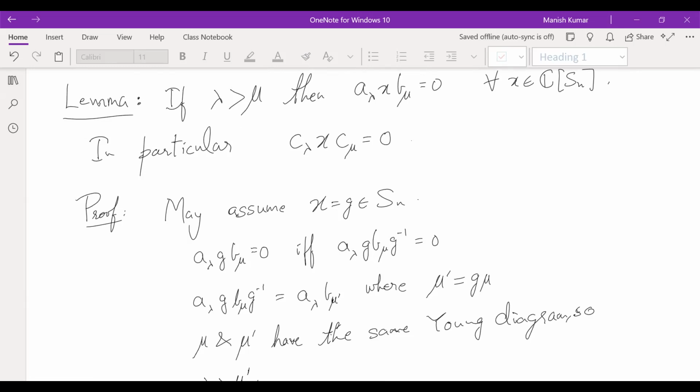So I'm trying to reduce it to the case that this is something like A lambda B mu prime for some mu prime. So A lambda G B mu G inverse is A lambda B mu prime, where mu prime is G mu. So this we saw last time. If you change this, then, so this we saw last time.